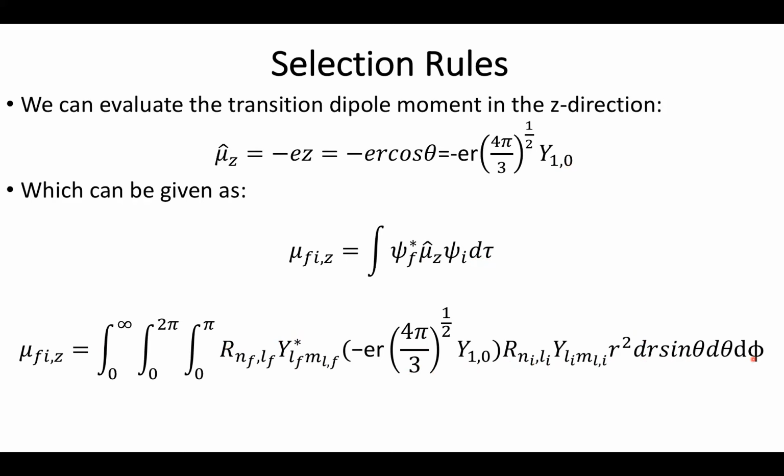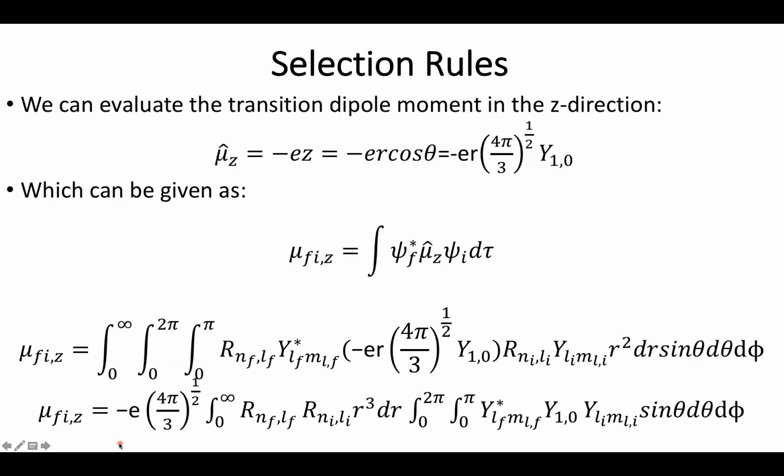A good place to start is to separate it out into individual components. So we can pull out all my constants, and as has been a trick that served us well in the past, separate out the radial components, everything that depends on r, versus the angular components, everything that depends on theta and phi. When we do this, we have a nice little constant, a nice little integral over radius, and a nice ugly integral over the angular components.